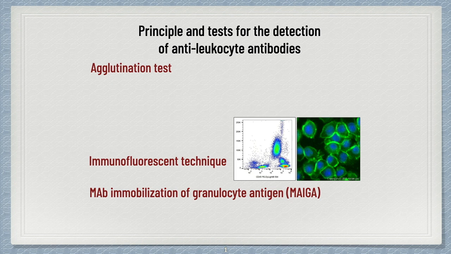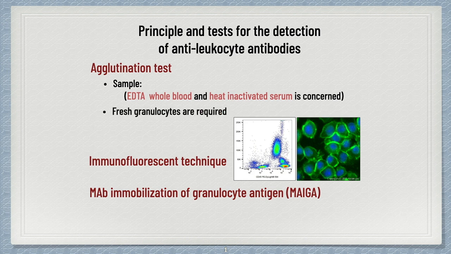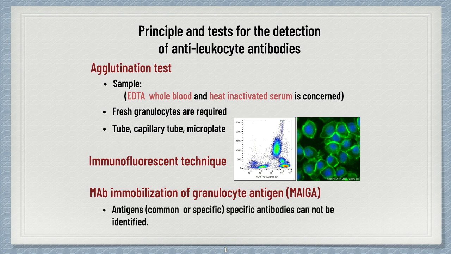In case of agglutination-based assay, EDTA whole blood is recommended to prevent false positives, heat-inactivated serum is preferred in order to prevent false negatives from cell lysis, and fresh granulocytes are required. The platform of the test can be in tube, capillary tube or microplate based. If MAIGA is selected, we remind that common or specific antibodies cannot be identified.